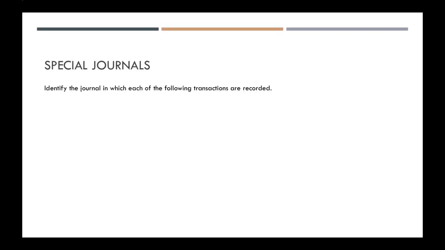Right? So when you're working with special journals, I want the first question that you ask yourself to be, is cash involved in the transaction? If cash is involved, you will either record it in the cash receipts journal or the cash payments journal. If cash is not involved, then you know that it's either going to be sales, purchases, or the general journal.